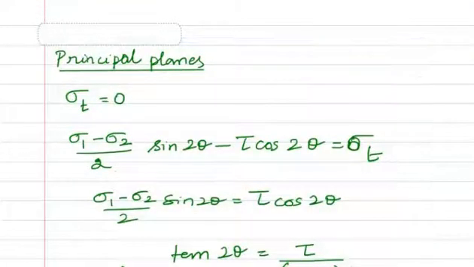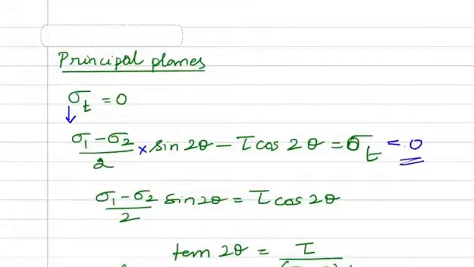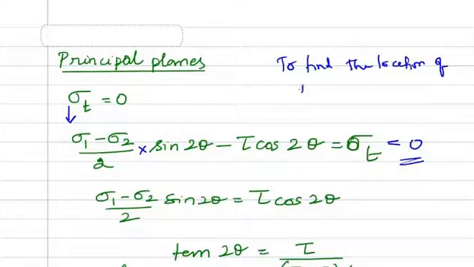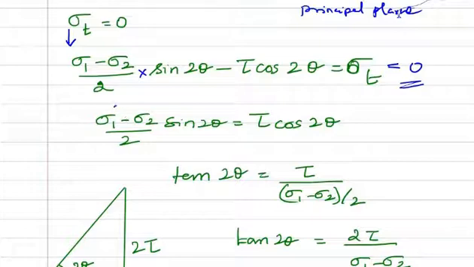I know the tangential stress is given by sigma 1 minus sigma 2 by 2 into sine 2 theta minus tau cos 2 theta. So this is the tangential stress, and this is equal to 0. Why are you putting 0? You have to put the tangential stress equal to 0 to find the location of the principal plane. So sigma 1 minus sigma 2 by 2 into sine 2 theta, you bring this minus to the right hand side, it will become plus. So you'll have tau cos 2 theta.